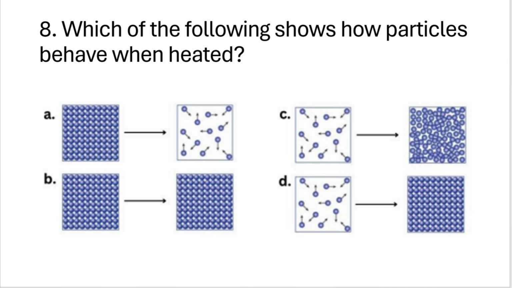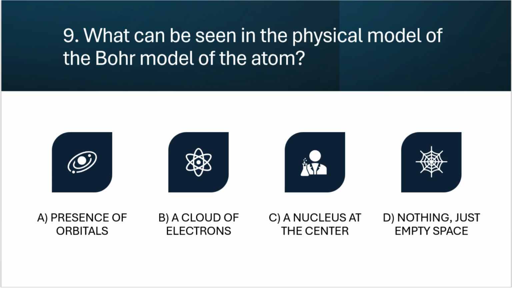8. Which of the following shows how particles behave when heated? A, B, C, D. And 9. What can be seen in the physical model of the Bohr model of the atom? A. Presence of orbitals. B. A cloud of electrons. C. A nucleus at the center. D. Nothing, just empty space.